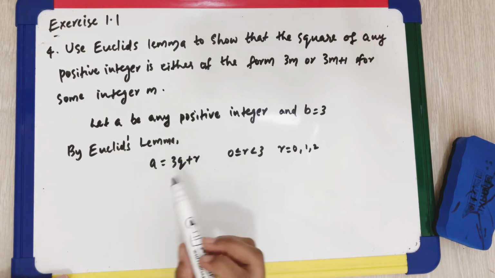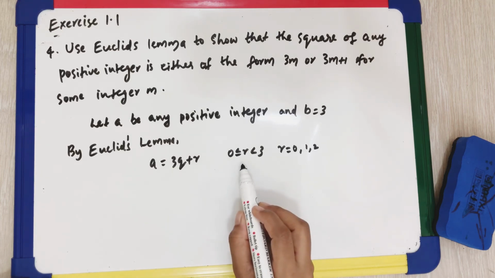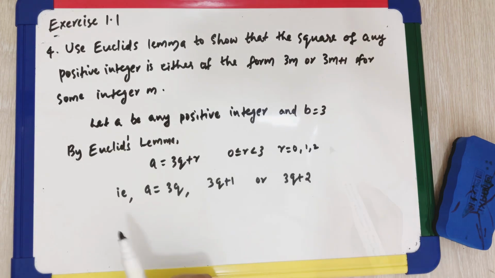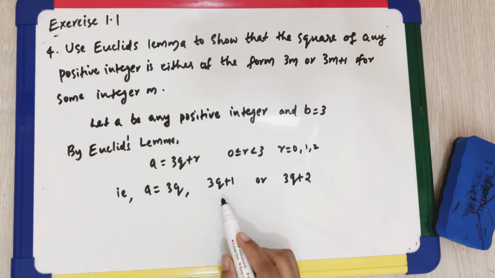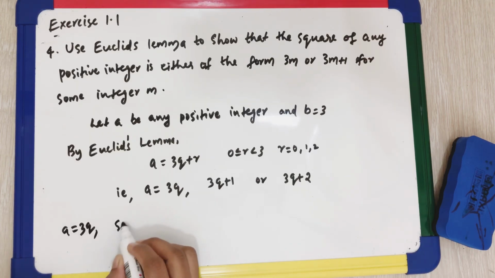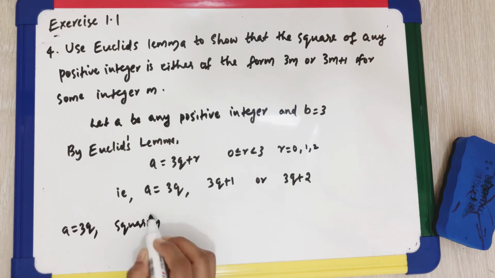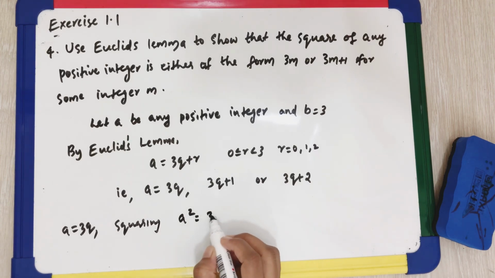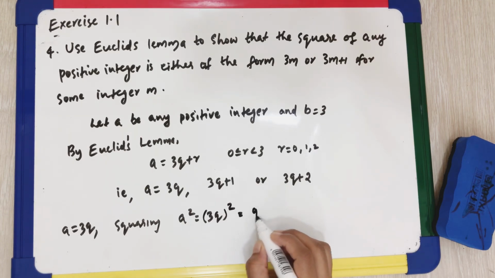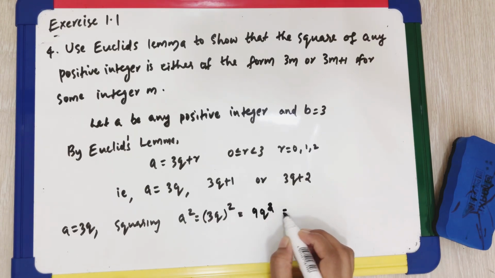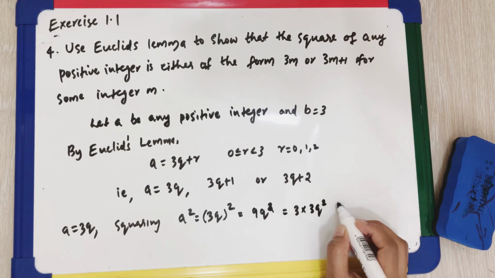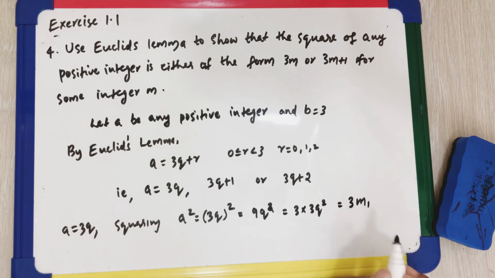By Euclid's lemma, we can write a equal to 3q plus r, 0 less than or equal to r less than 3, where r equal to 0, 1, 2. That is a equal to 3q, 3q plus 1 or 3q plus 2. Then take a equal to 3q. Squaring, we get a square is equal to 3q the whole square, equal to 9q square, equal to 3 into 3q square, which is of the form 3 into m1.